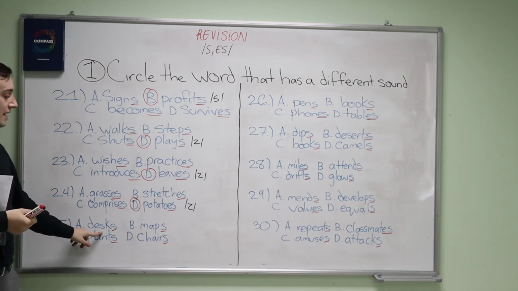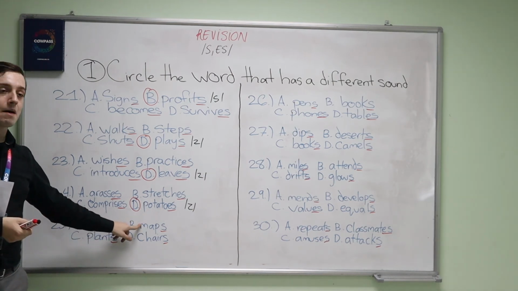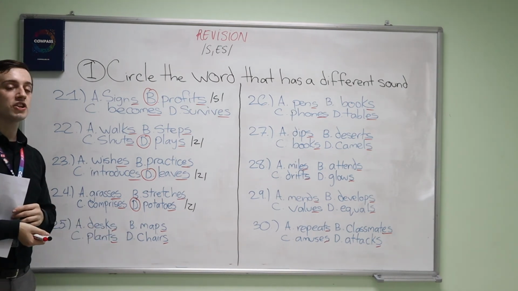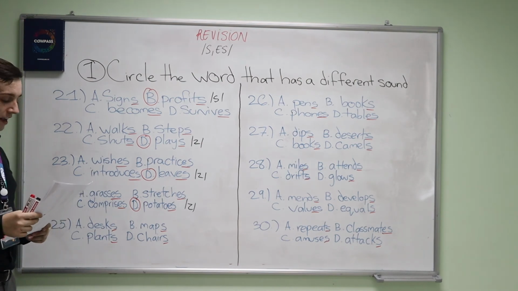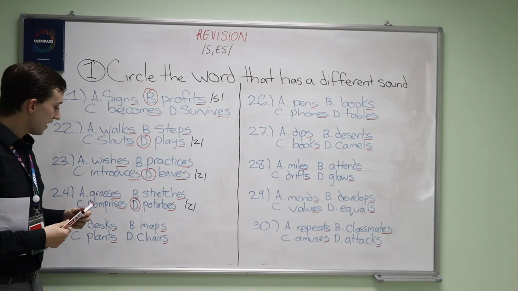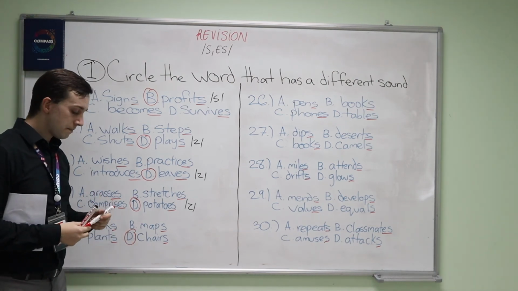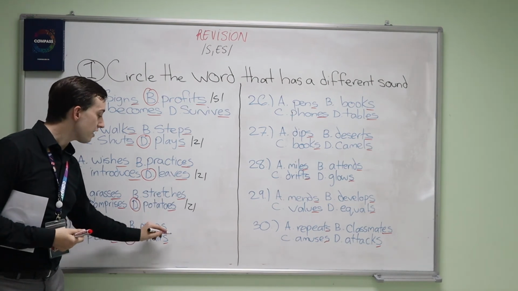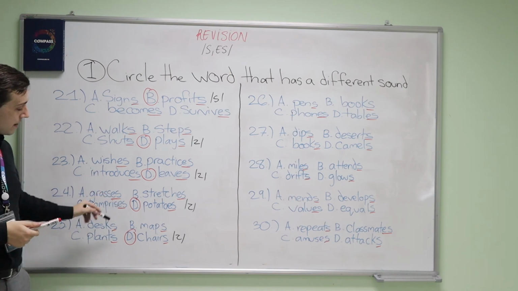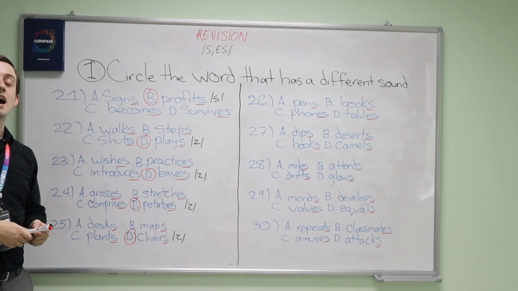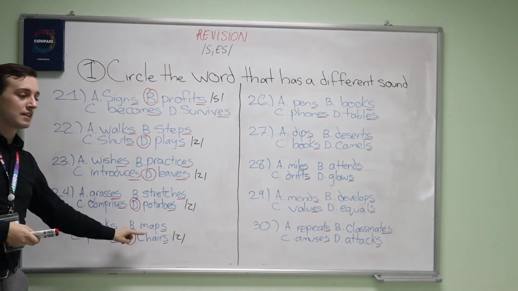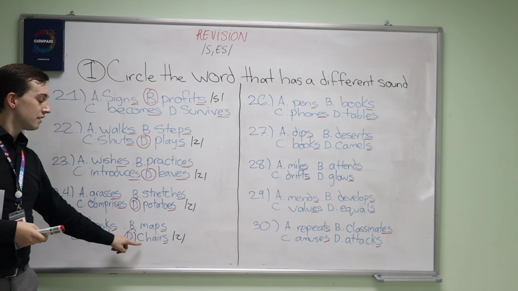Next, question 25. A, desks, B, maps, C, plants, and D, chairs. The different word in 25 is D, chairs. Again, D. Because S in chairs makes the sound Z. But in A, B, and C, S makes the sound S. Desks, maps, plants, chairs.